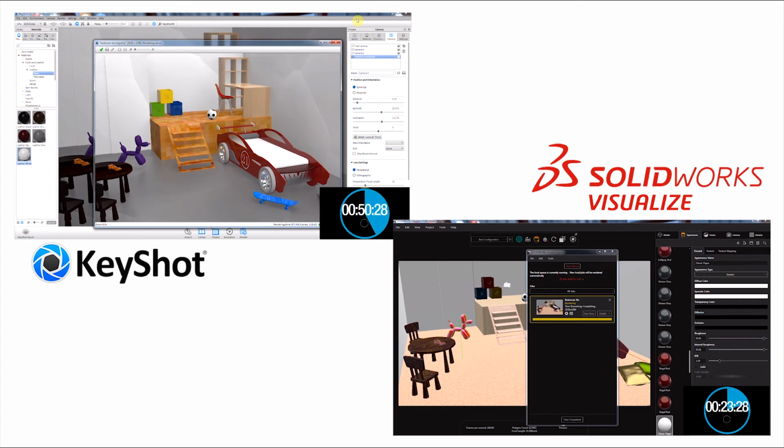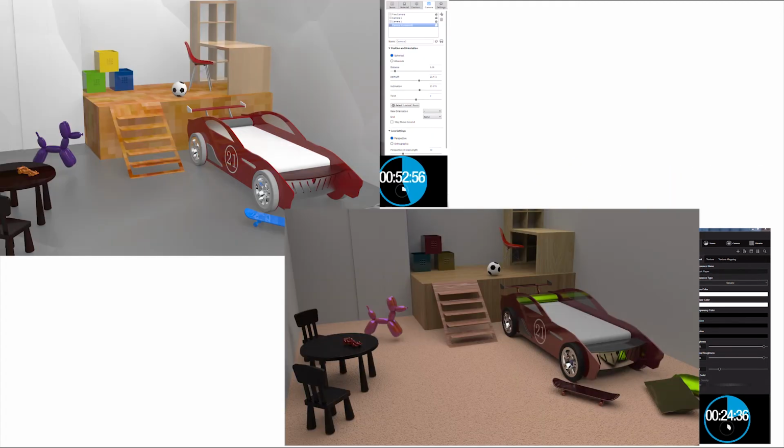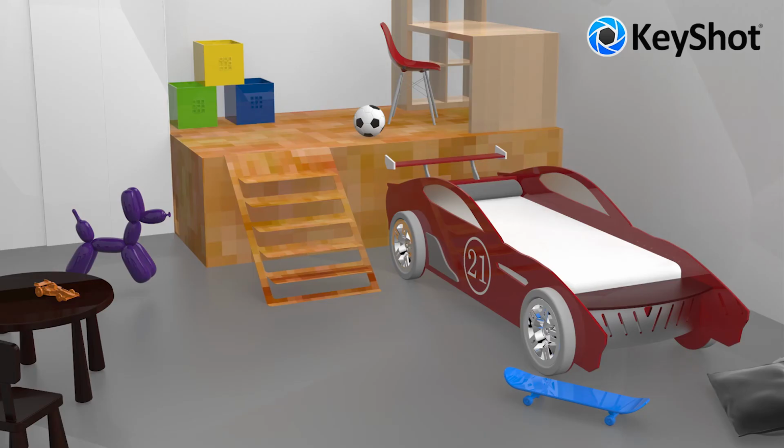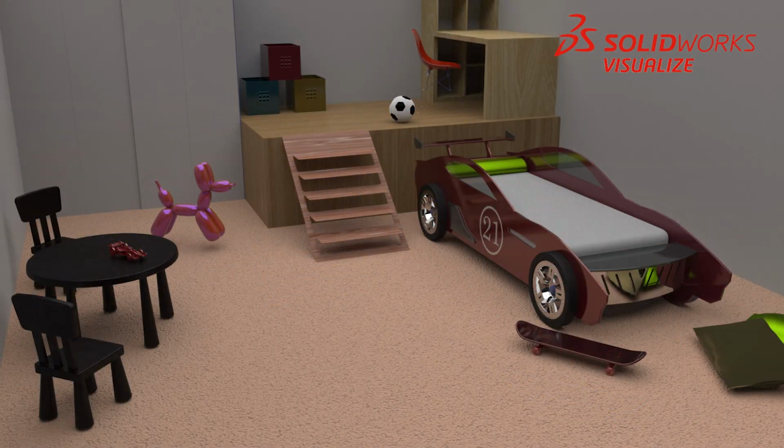I rendered both of these with the exact same settings, or at least as close as I could get. And Visualize took about half the time that Keyshot took in order to produce this image. And there's a really good reason for this. So Keyshot only uses the computer's processor, while Visualize uses both the processor and the graphics card. So Keyshot is completely ignoring half of what my computer is actually able to do. Comparing these two, I'm going to have to go with Visualize.